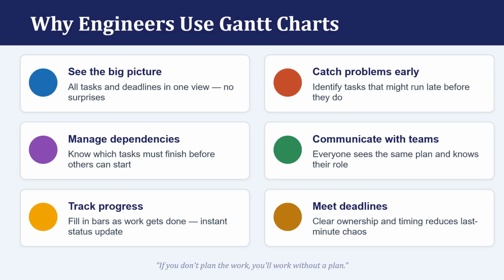Okay. So engineers use Gantt charts because they need to see the big picture. They need to see all the tasks and deadlines in one view and no surprises. If you're talking to clients, your clients need a visual. You need to be able to break it down to where they understand it. You've got to understand how to catch problems early and identify tasks that might run late before they do, because the tendency to run late is almost 100% if you don't put some type of constraints on it. And if you're trying to deal with clients in this very competitive world, you're not going to stay in business long if you can't stay within budget and stay within the deadline.